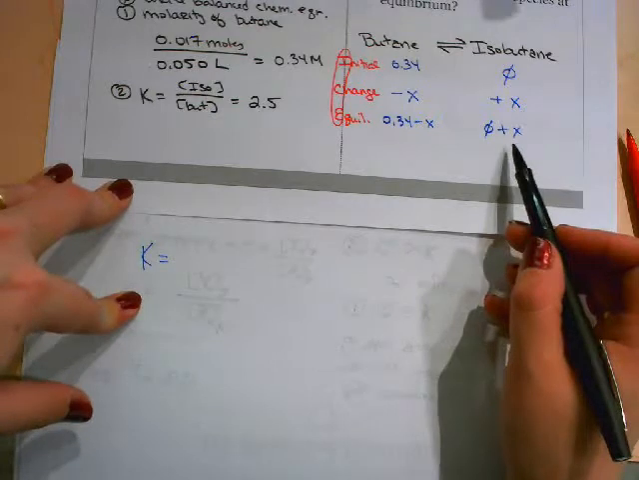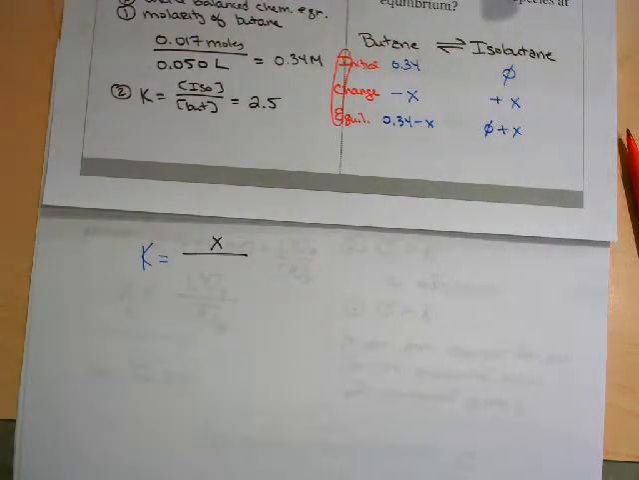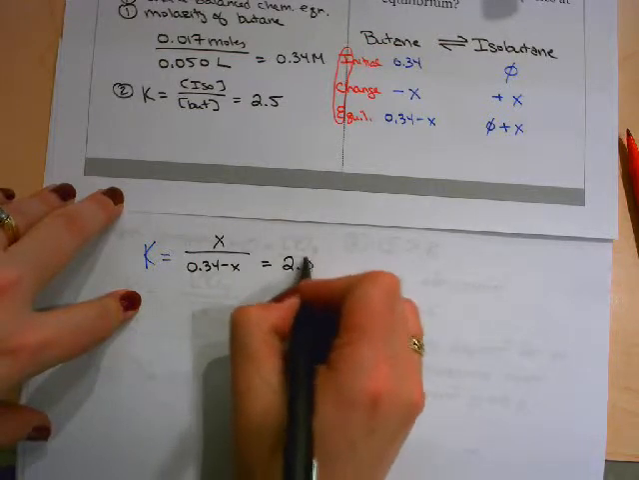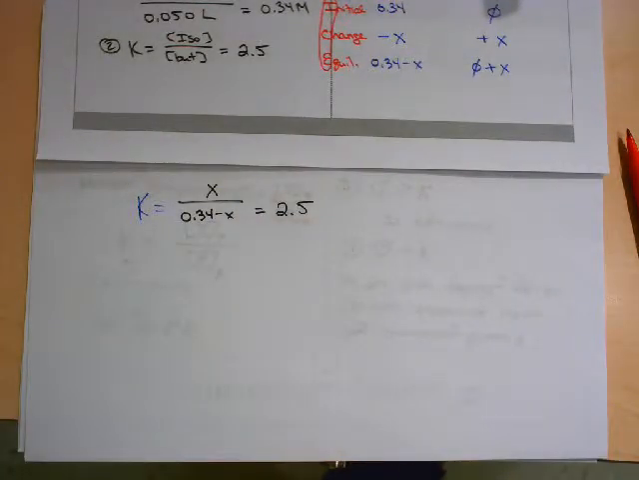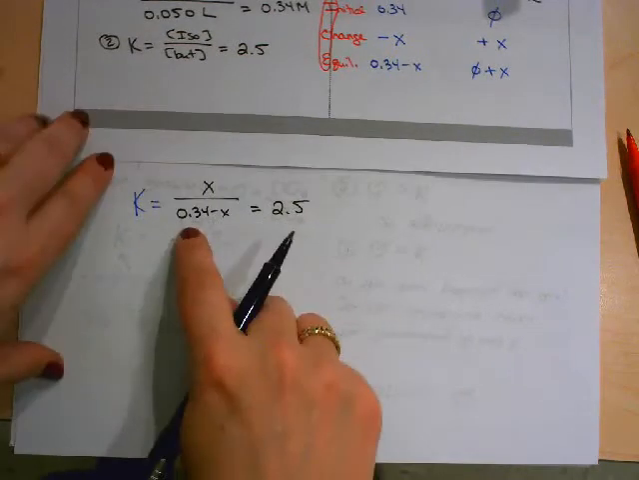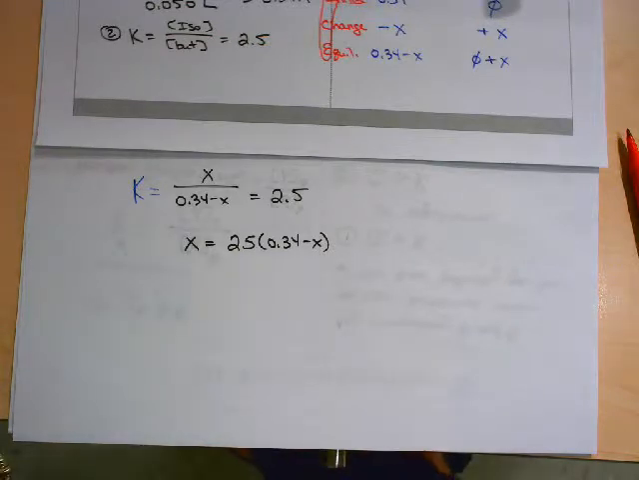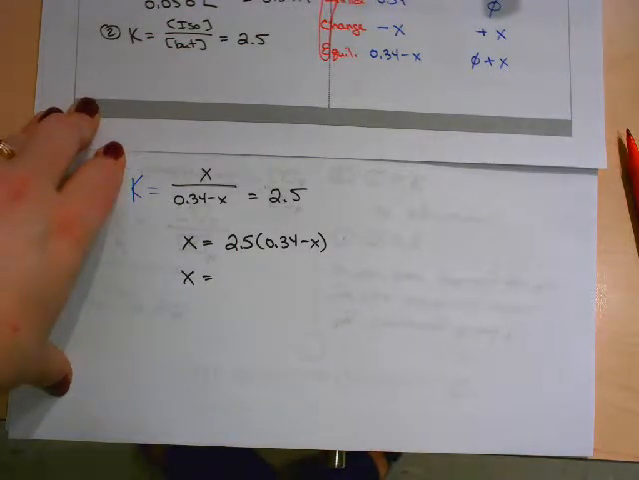So the concentration of isobutane, according to my chart, at equilibrium is equal to X. And then what is my concentration of regular butane at equilibrium? Well, now it's just some algebraic rearrangement, and we can solve for x. So that's a good first step if I want to start to solve for x. Multiply the denominator over here. Alright, what do I now need to do to get the x's by themselves? Factor it out, right? Multiply this by this and this by this. So that's 2.5 times 0.34.